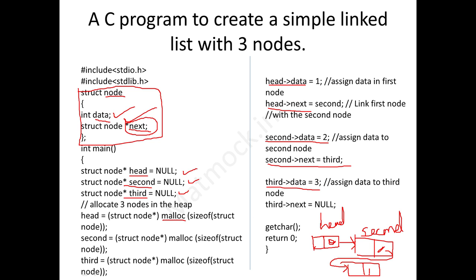The third node's next part will not point to any node because there are total 3 nodes. Hence the third node's next part will point to null. Hence we have created a C program to create a simple linked list with 3 nodes.